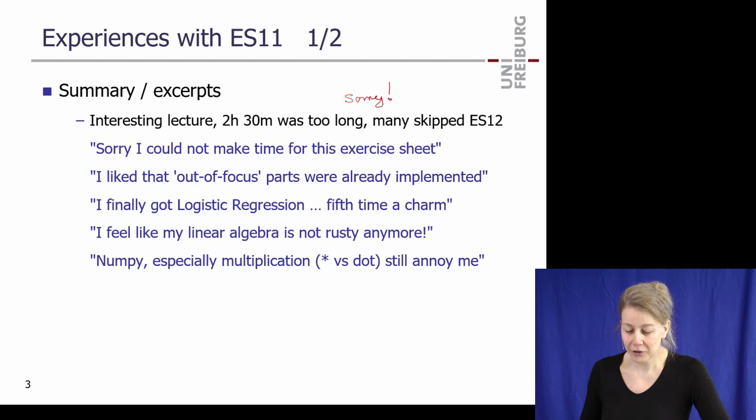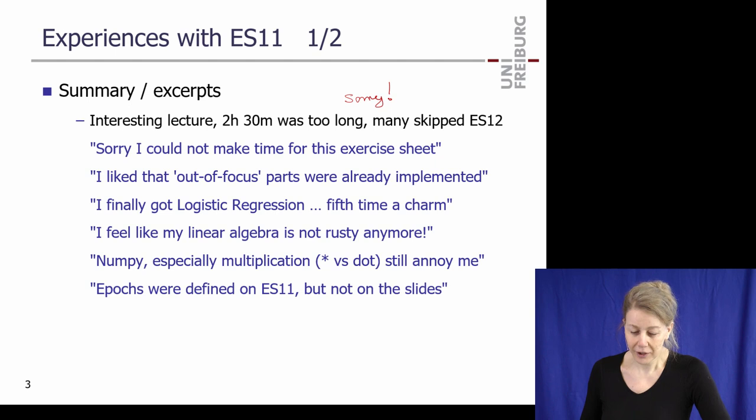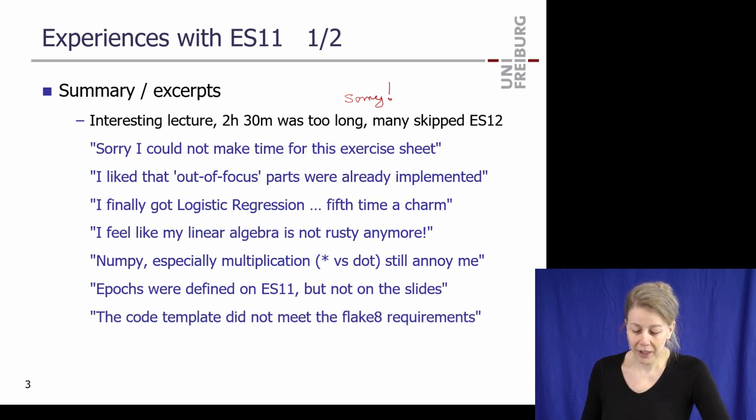I feel like my linear algebra is not rusty anymore. NumPy still annoying. Epochs, yeah, that's true, it was only defined on the exercise sheet. The other hyperparameters were also defined on the slide, like batch size and learning rate. We already made a note about that. There was a problem with the code template that it didn't satisfy the style requirements, but it was only one line, but still several of you remarked that.